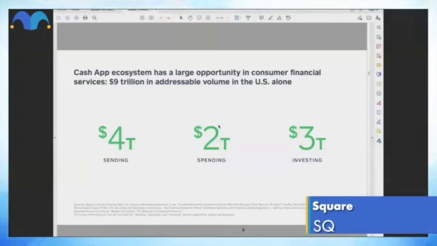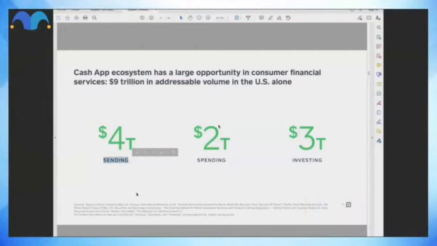And then they switch over to Cash App. So that was sort of the seller ecosystem. The Cash App, pretty simple, 9 trillion in addressable market in the US alone. So there's 4 trillion in spending, 4 trillion in sending. So think about moving money around. 2 trillion in spending and 3 trillion in investing. Pretty simple.